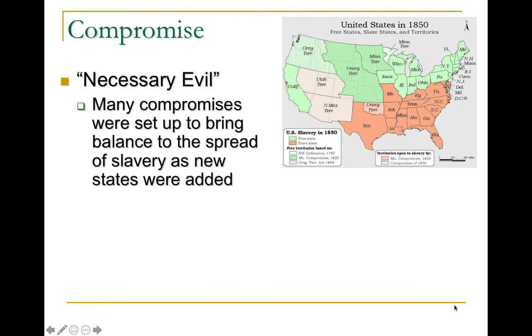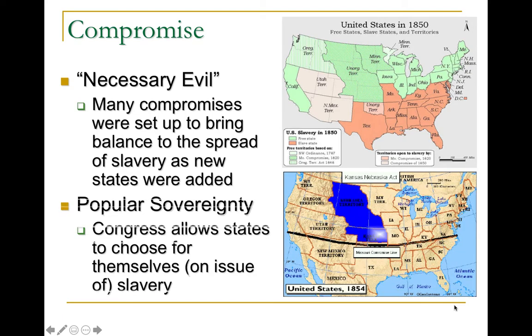The Compromise of 1820 was very much that new states in the North would be anti-slavery, and the new states in the South would be pro-slavery. So there was more of a focus on balancing the political nature of slavery, not on dealing with slavery as if it was morally right or morally wrong, but more of a compromise.